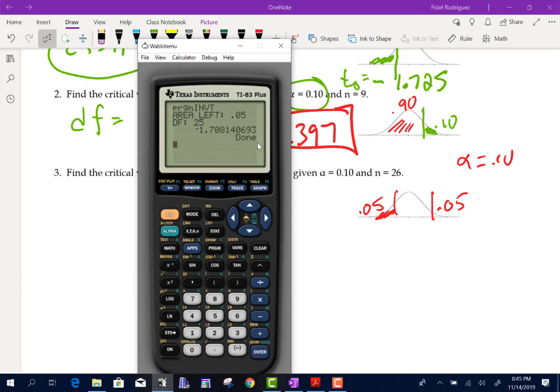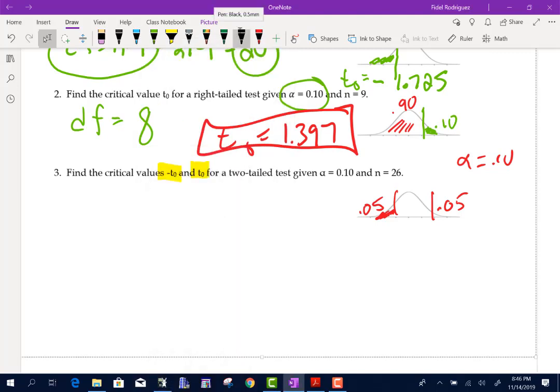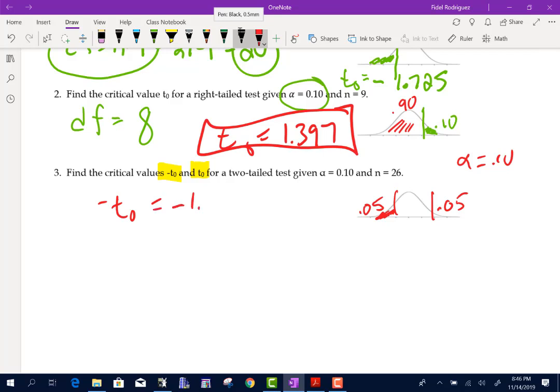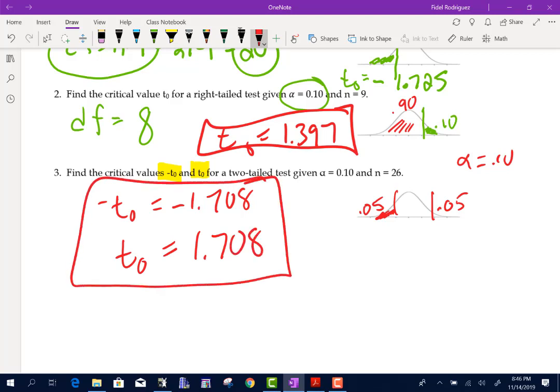Okay, good. I'm not sure that's what y'all said, but I'm going to say that's what y'all said. -1.708. Yes. And the other one was just the positive of that, right? And we found our critical values. So far, so good?